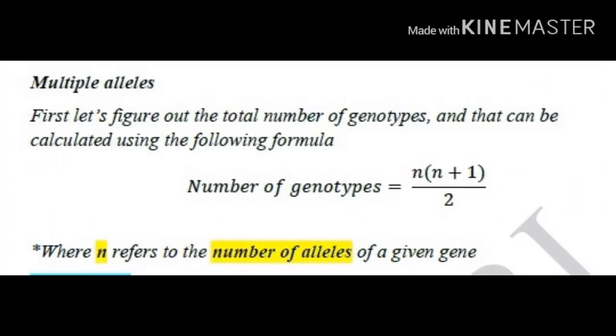First of all, we're going to be calculating the number of the genotypes. We can do that using the following formula, which is n times (n plus 1) over 2. And n refers to the number of alleles of a given gene.